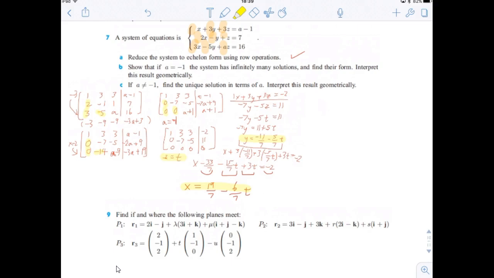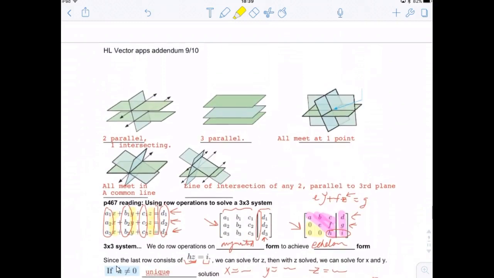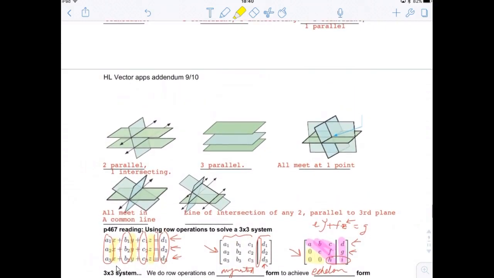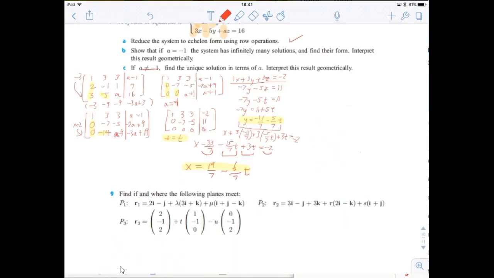Let's do part C. If A is not -1, then find the unique solution in terms of A. Oh, by the way, let's look at a picture of what it looks like when three planes meet in a line. They look like this. So what we just analyzed was three planes that met exactly in a line. Now part C says, what if A is not equal to -1? Then find the unique solution in terms of A.